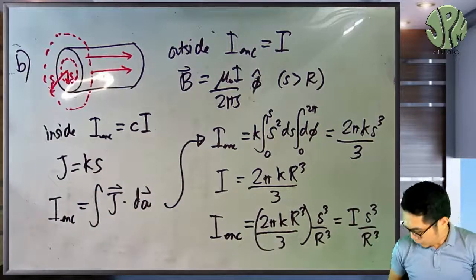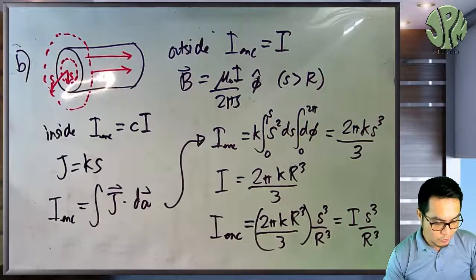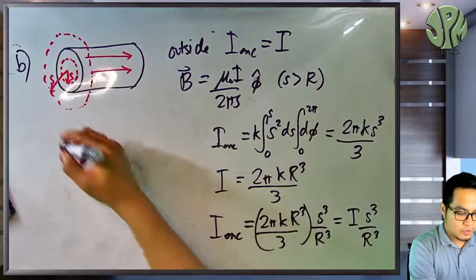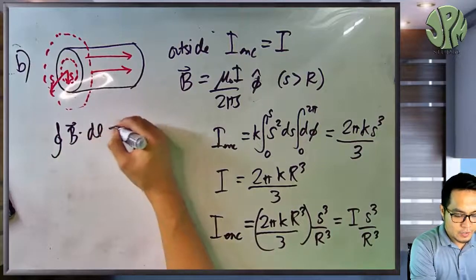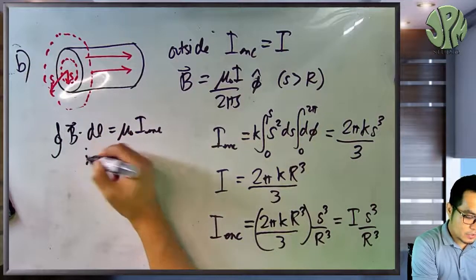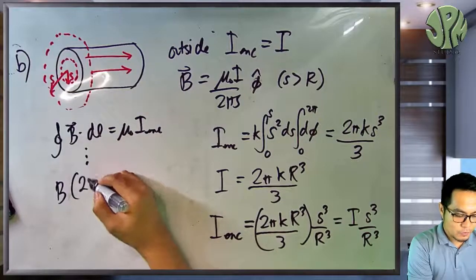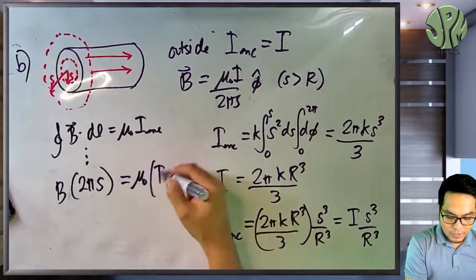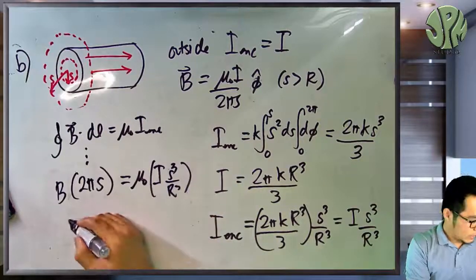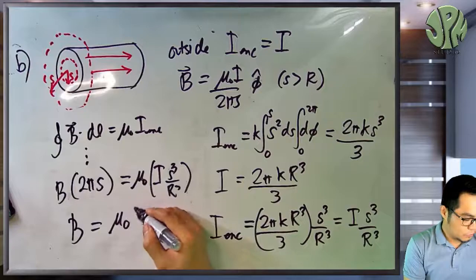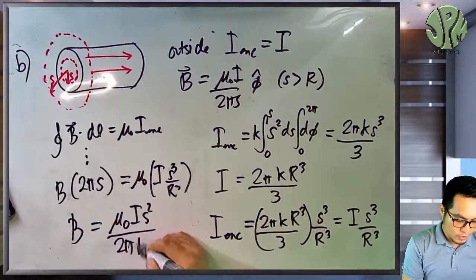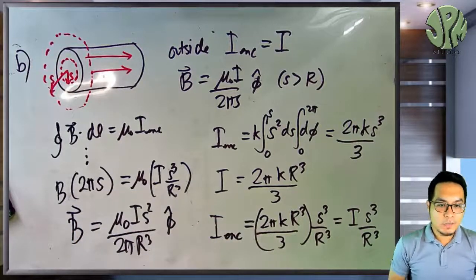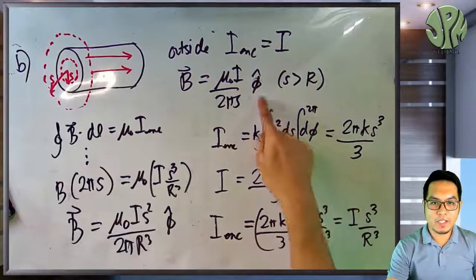Knowing that, we can now proceed with our Ampere's law. Ampere's law is just B dot dl is equal to mu naught I enclosed. Again, this will just reduce to B times the total length, which is 2 pi s, and then mu naught times the current enclosed, which is I s cubed over r cubed. You will get the magnitude B is mu naught I s squared over 2 pi r cubed. So that is the magnetic field inside. The magnetic field outside is just like this.